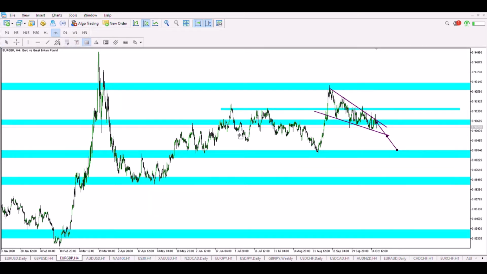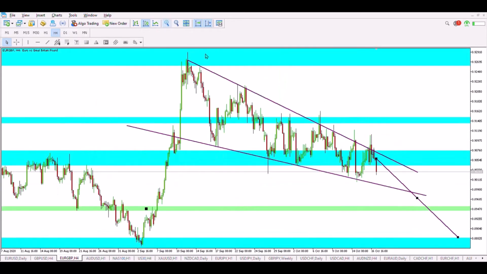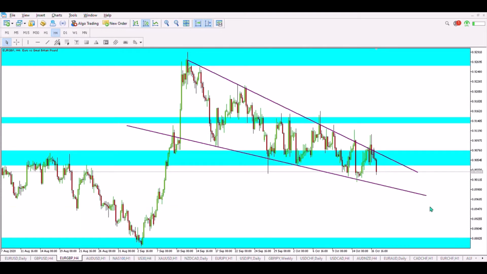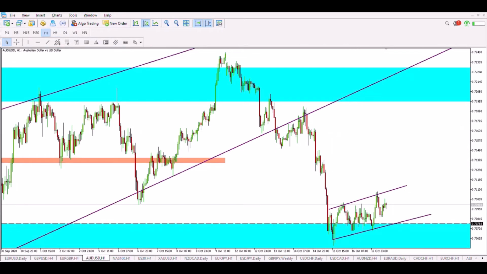So I will mark these zones for you. If you're bearish on this pair, you can look for taking profits here and here. Okay guys, let's move to the next one, and this is the AUD/USD.